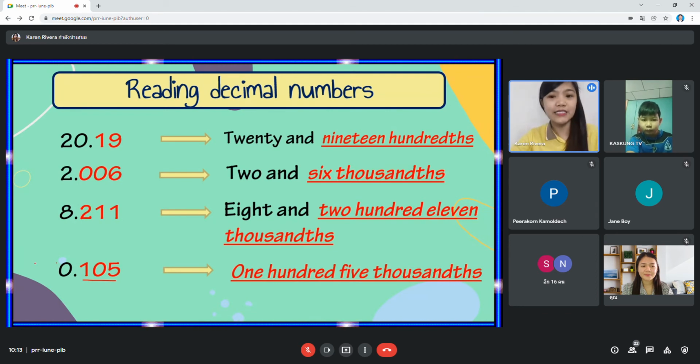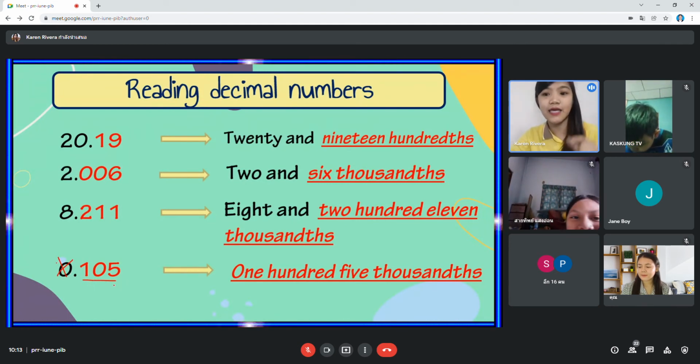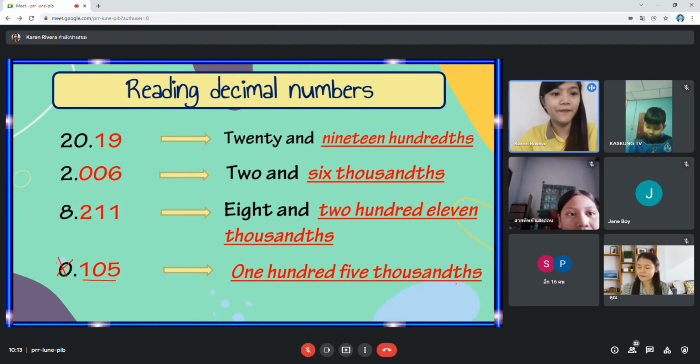In this case, there is no whole number, right? No whole number, so you don't need to say it. You will just read the decimal numbers, just like 105 thousandths. Okay? Did you understand? Okay.